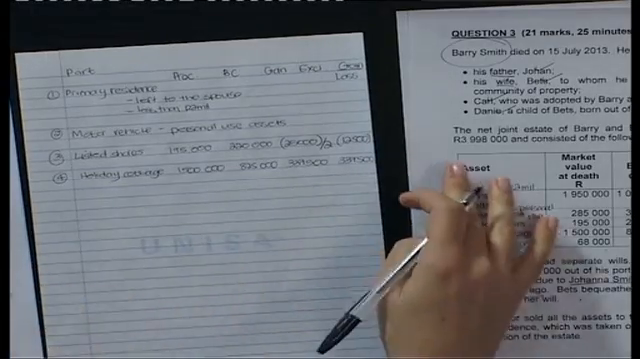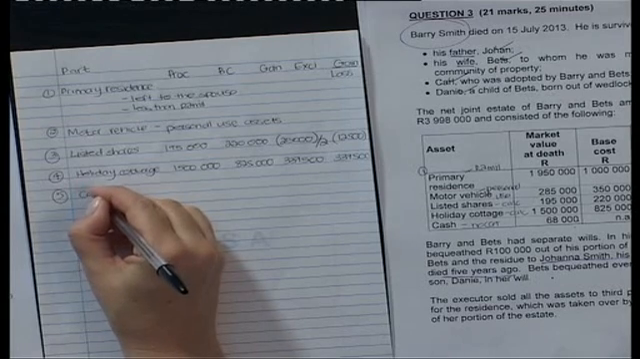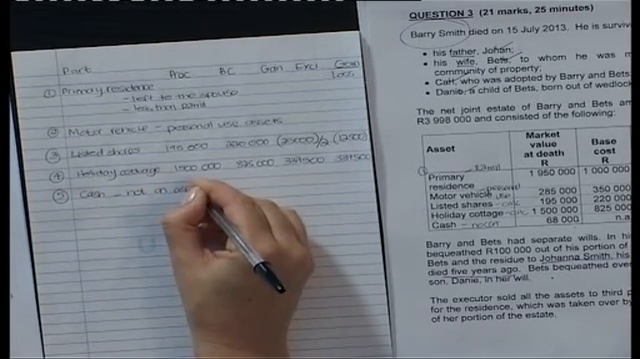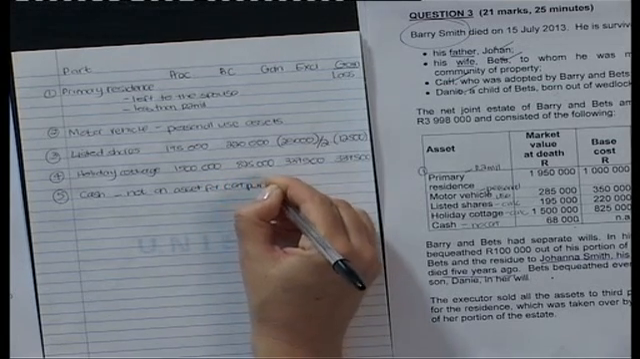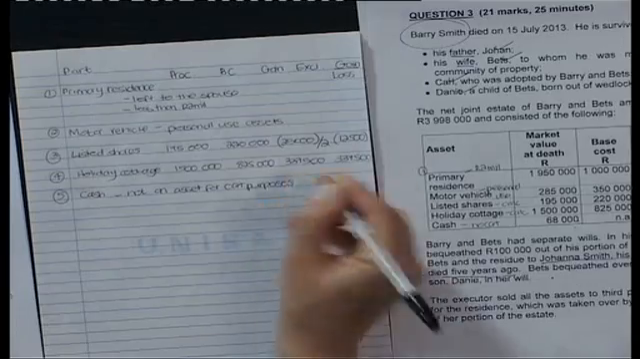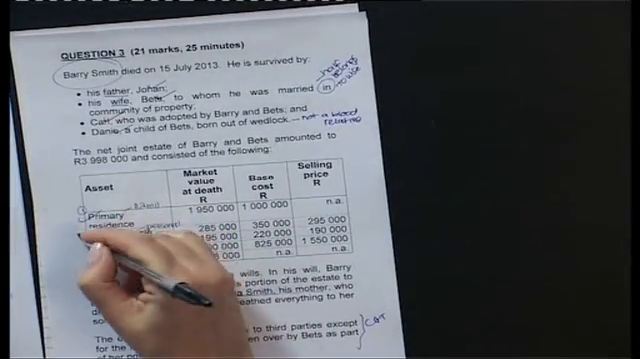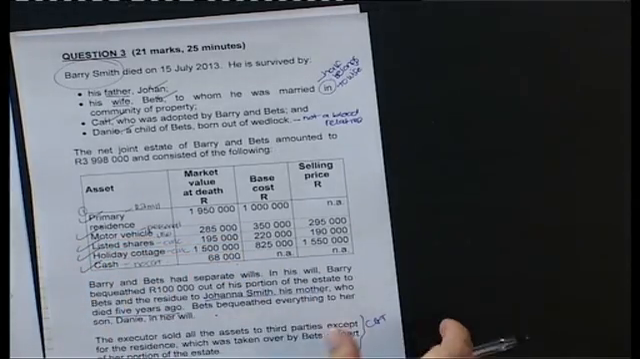Okay, and the last asset was cash, and we know we don't deal with cash. Cash is not an asset for CGT purposes. Just to make sure, have we dealt with all the assets? We've dealt with the residence, the motor vehicle, the listed shares, the holiday cottage, and the cash. Yes. All right, so we can move on now.